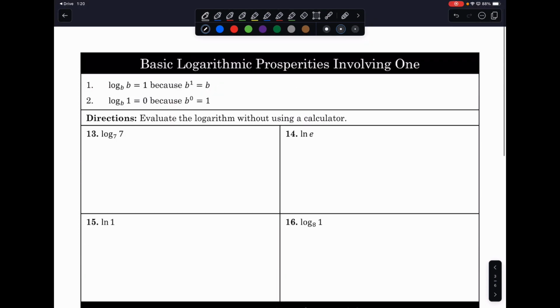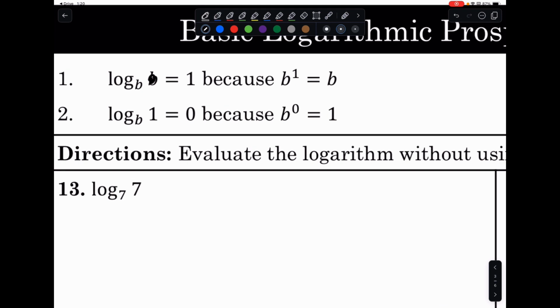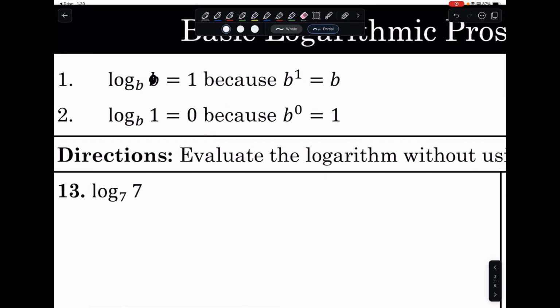Now, the last examples follow a basic property involving 1. If we're taking the log with base b of the value b, as you see right here in this first one, then the solution is always going to equal 1, because b to the first power has to equal b. So when these numbers are the same, the value is going to be 1. And on the last example, as we just discussed, the log of any base of the value 1 is always equal to 0, because the only way to get this base to equal 1 is if the base is raised to the 0 power.